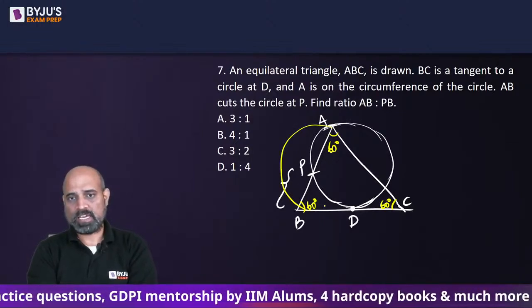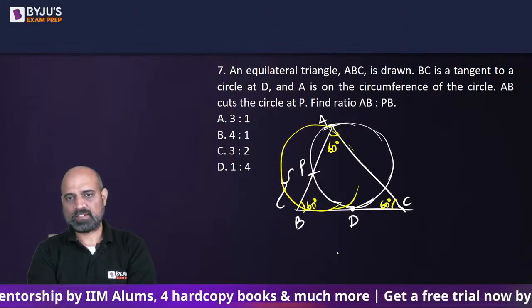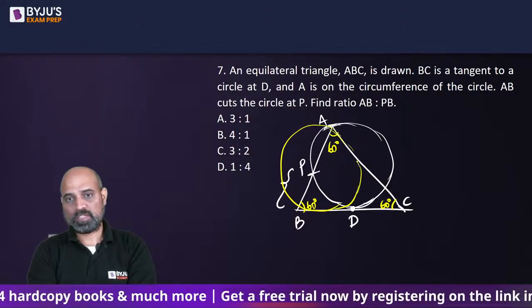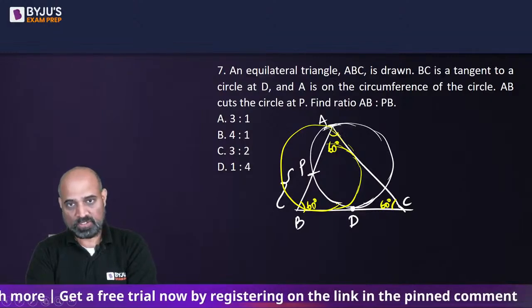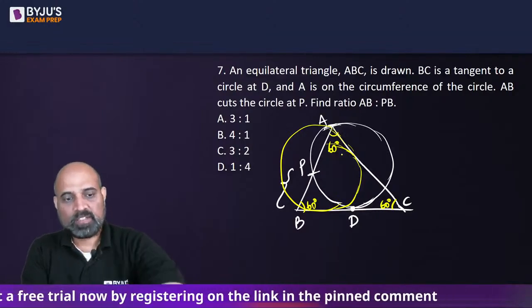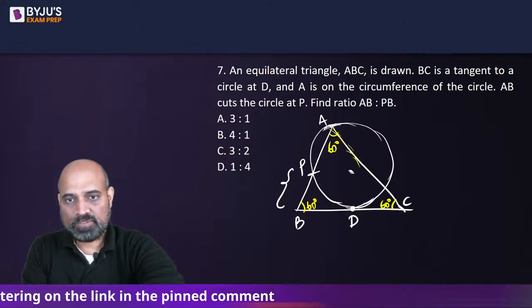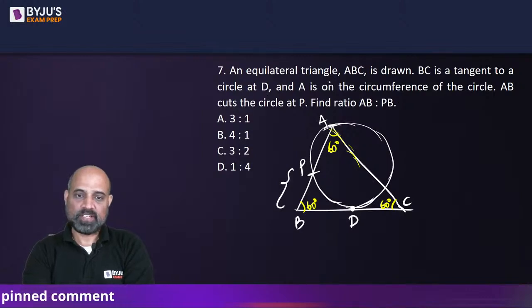Could it be something like this? No, I mean, it is possible that I'll draw a circle such that AC is also tangent, but that is also not given. Okay, so XAT Quant, that's why they are a little tricky.